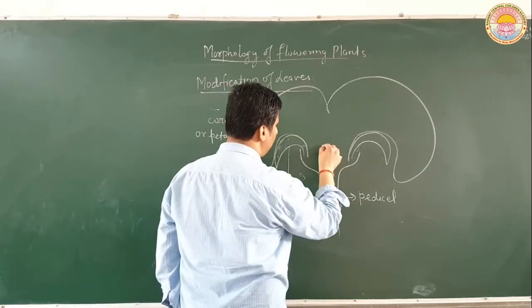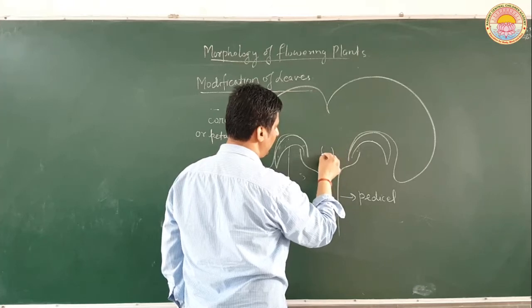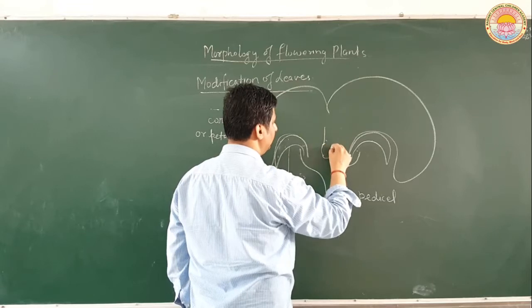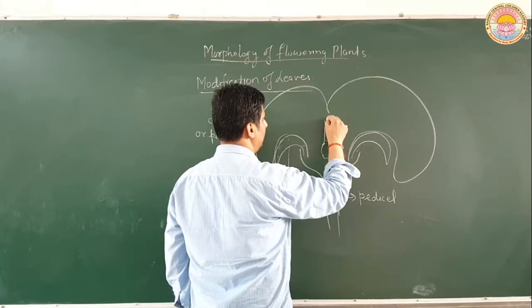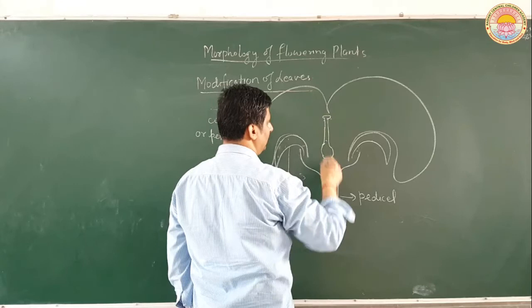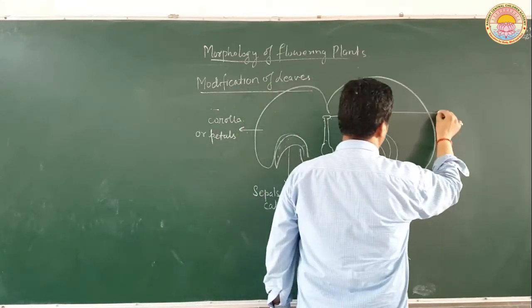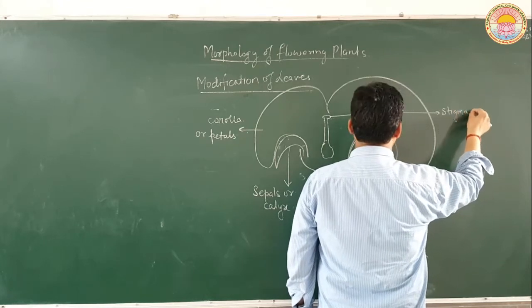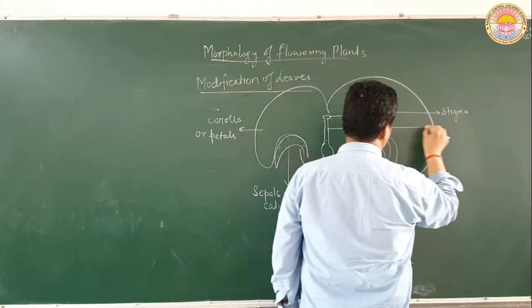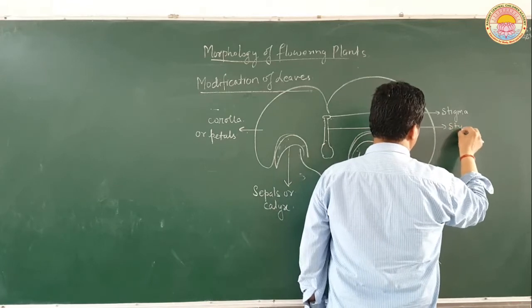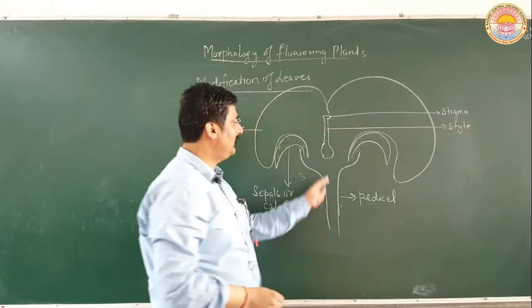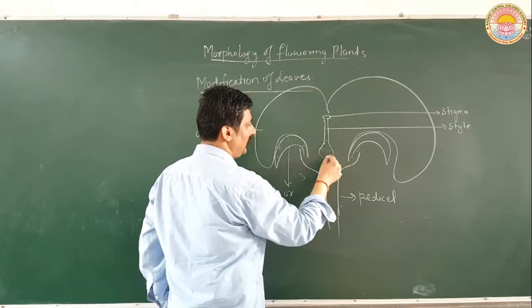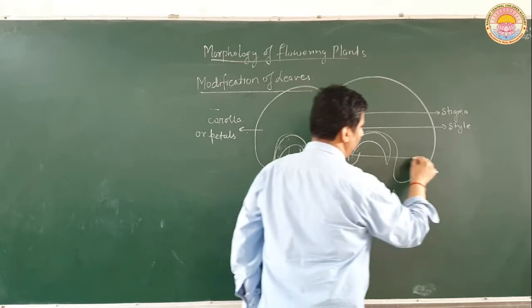Now in the middle portion you see the pistil consisting of stigma, style and ovary. This is the stigma, this is the long style, and the swollen basal portion of the pistil is called the ovary.